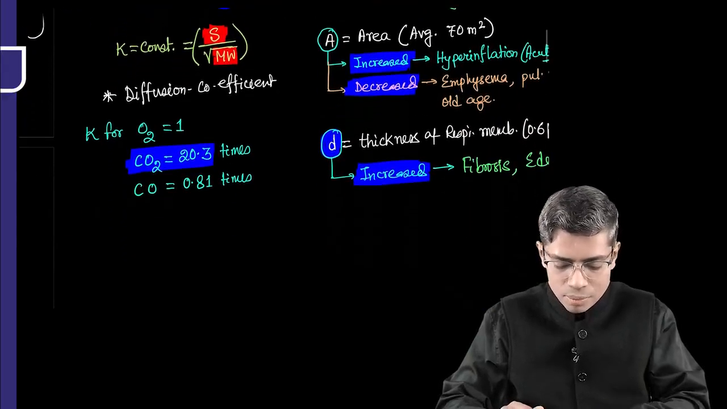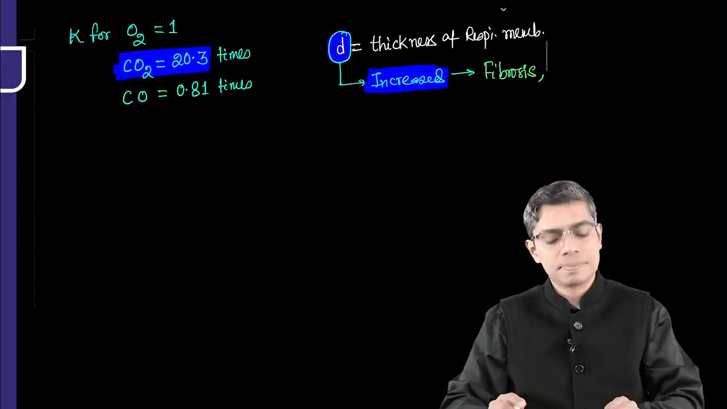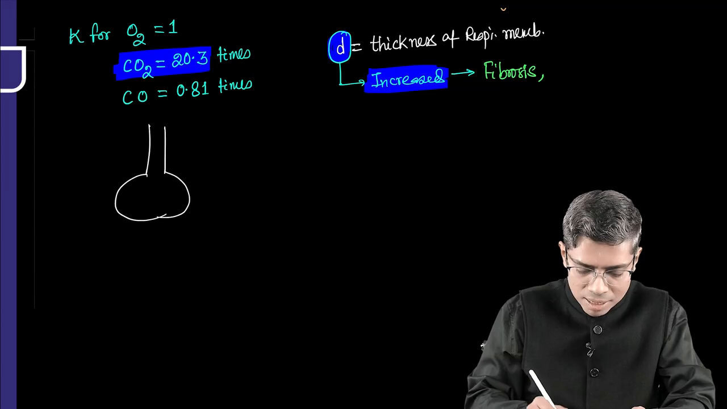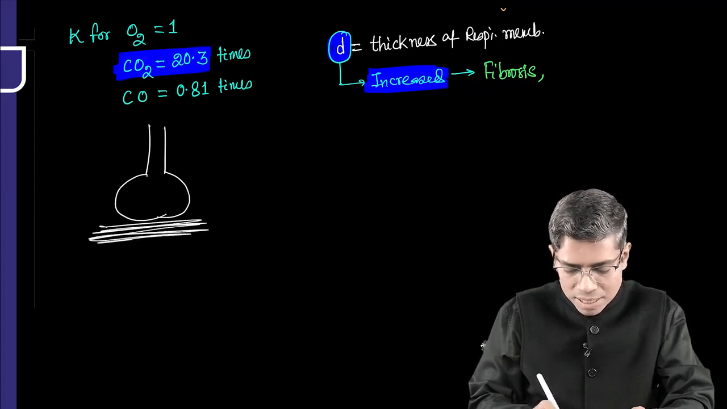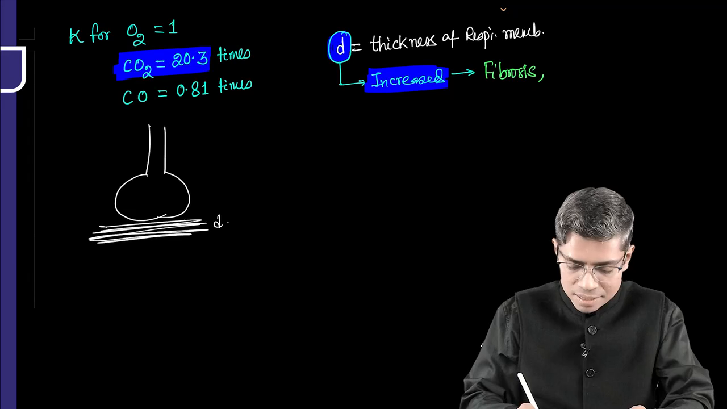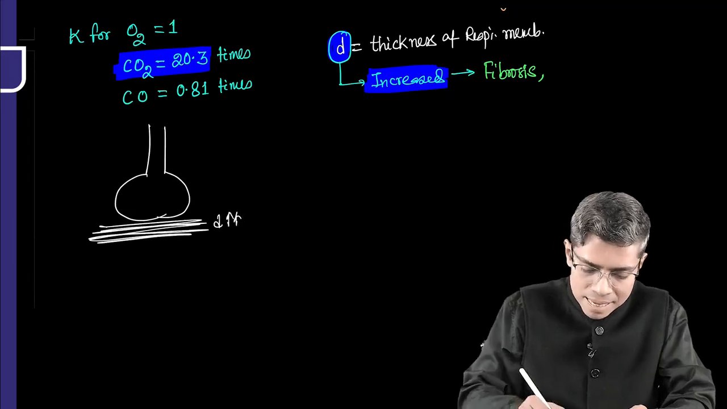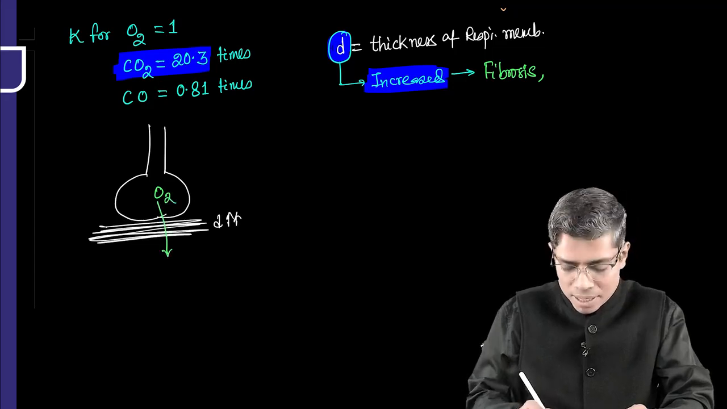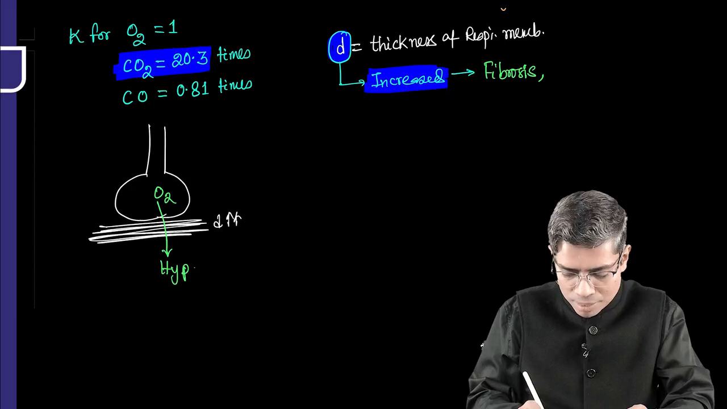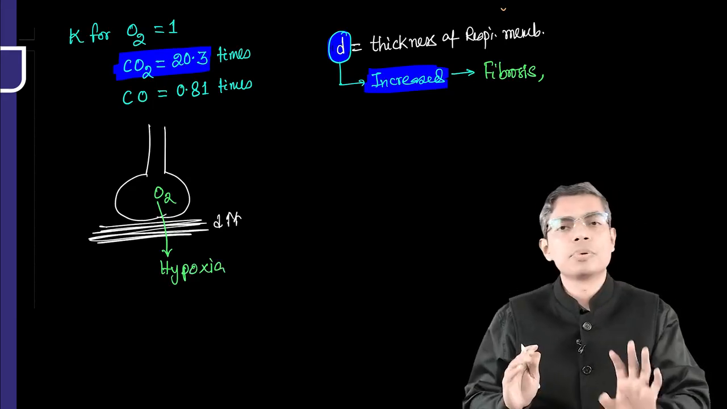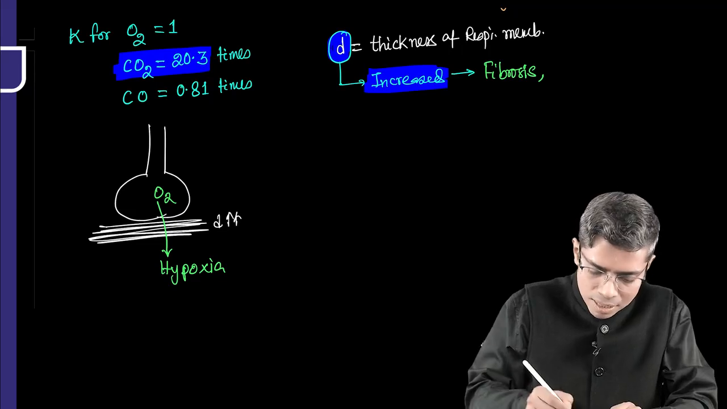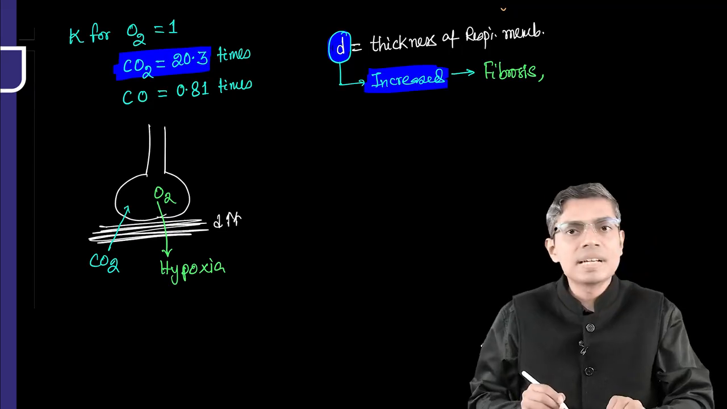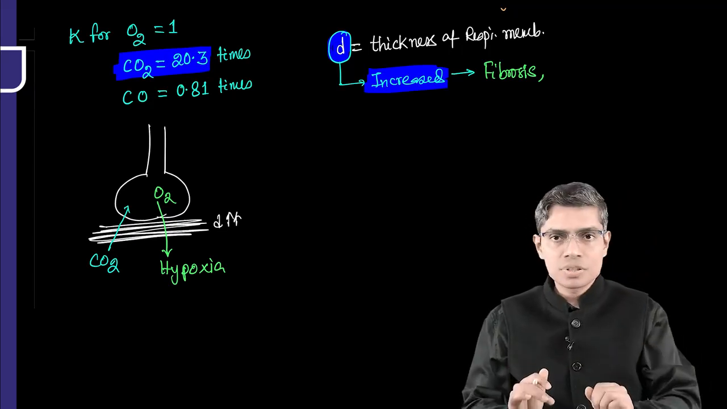What is the utility? What is the applied aspect of this? Suppose I am saying that this patient is suffering from lung fibrosis, so there is an increase in diffusion distance D, so there will be less diffusion of oxygen to the level of blood. So the person is going to suffer from hypoxia. Now, what about carbon dioxide? Carbon dioxide will also get this kind of difficulty because the fibrous tissue is there.